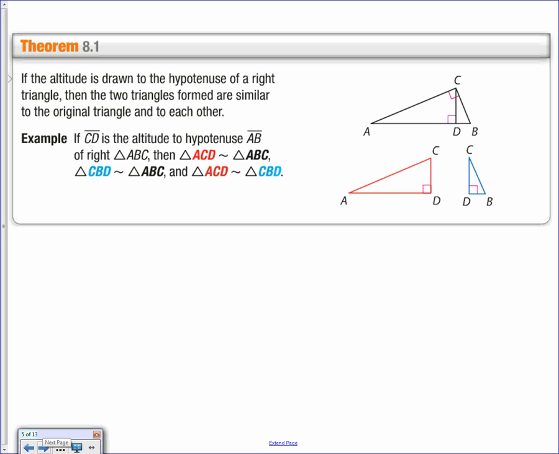So the theorem we looked at: if the altitude is drawn to the hypotenuse of a right triangle, then the two triangles formed are similar to the original triangle and to each other. Just as a note, most of these theorems are found in your book, or you do have the option of just pausing the video and taking the notes. So I won't necessarily always wait long enough for you to take the notes.